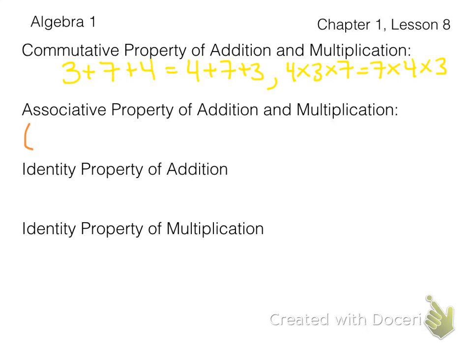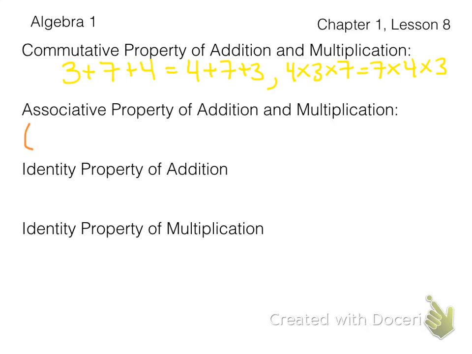All right, next up, some properties. These properties are important because they justify why you show your work. If you're showing your work, you're showing these properties in action, all right? So the commutative property of addition and multiplication means that you can rearrange numbers.